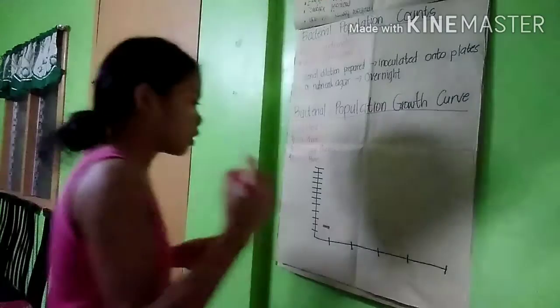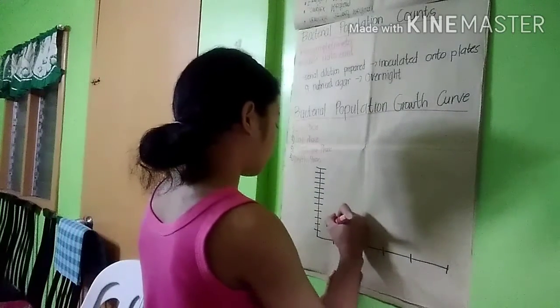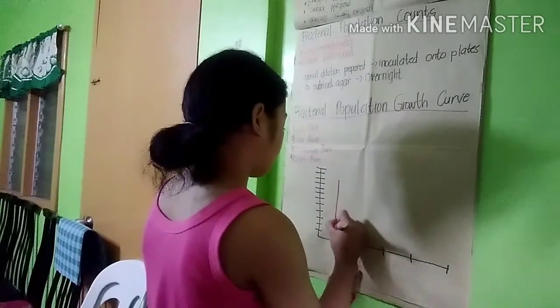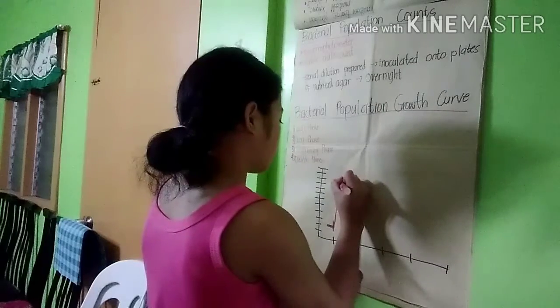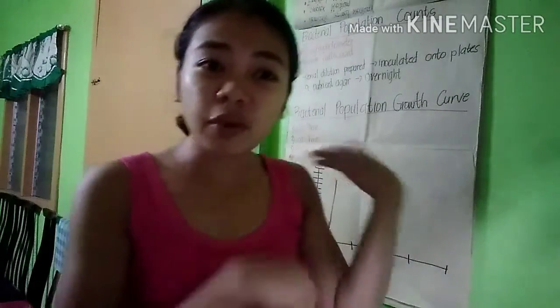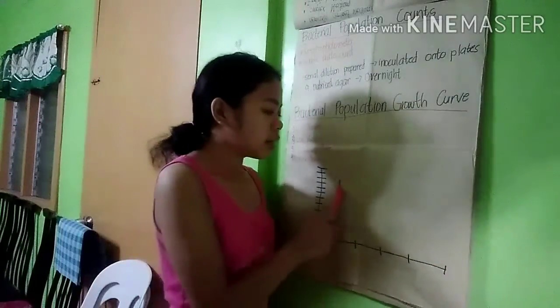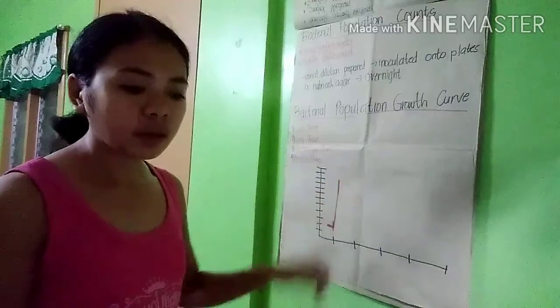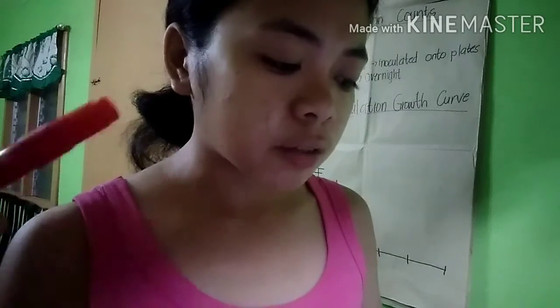Logarithmic means they are multiplying, increasing in number. So here is the stationary phase: nutrients are used up and the concentration of toxic waste produced from the metabolizing bacteria builds up. The rate of division slows and the greatest population diversity occurs.